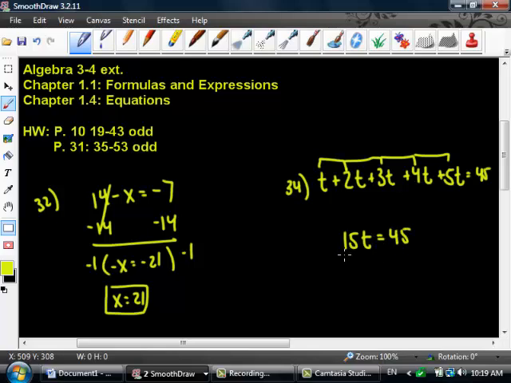From here, we just do the opposite of multiplication. That is, divide both sides by 15. T equals 3. How are we all doing? Doing good? Chief, how you doing over there?